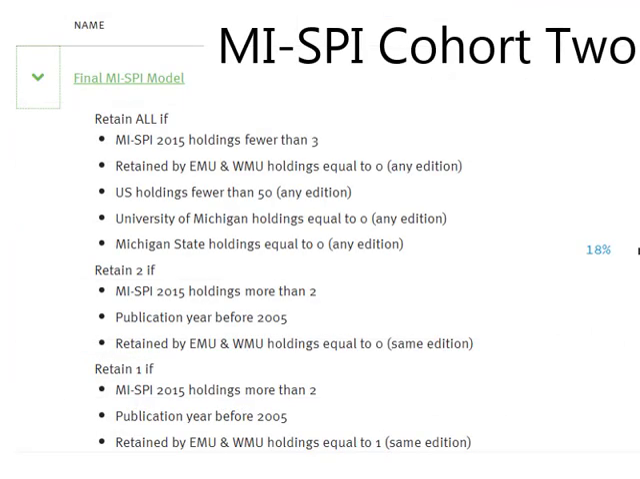The last of our 4 models is the one constructed by the second MI-SPI cohort, which was comprised of 9 libraries in Michigan. They ranged in size from 106,000 to 561,000 monographic holdings. Before reviewing this model, you should know that Eastern and Western Michigan universities both participated in the MI-SPI Cohort 1 and made significant retention commitments at that time. The University of Michigan and Michigan State were standard comparators.